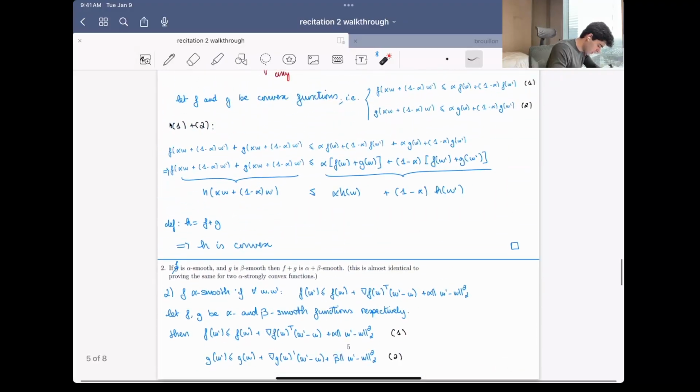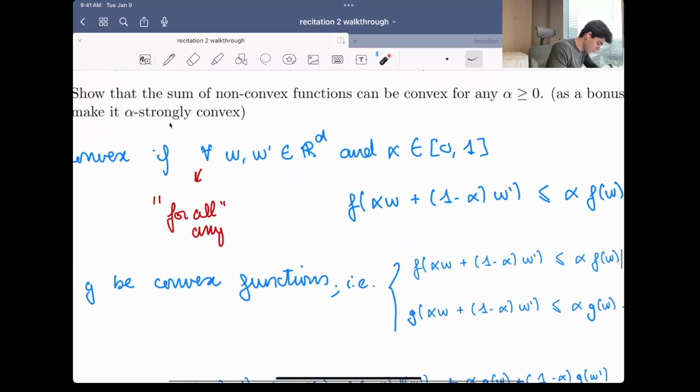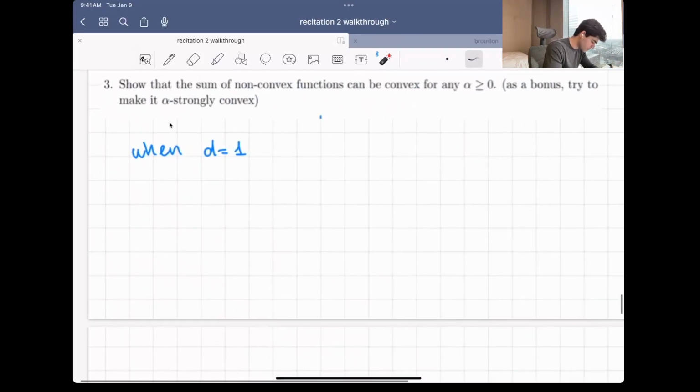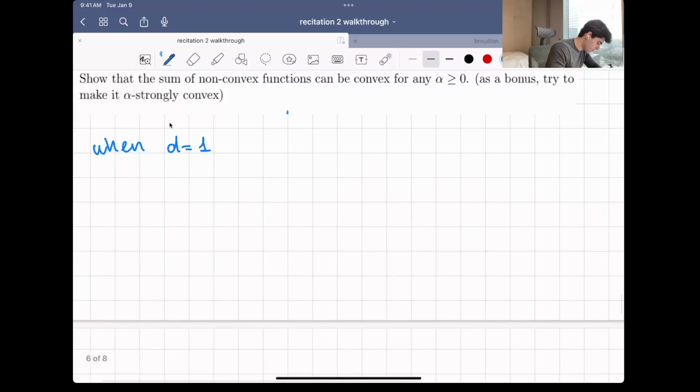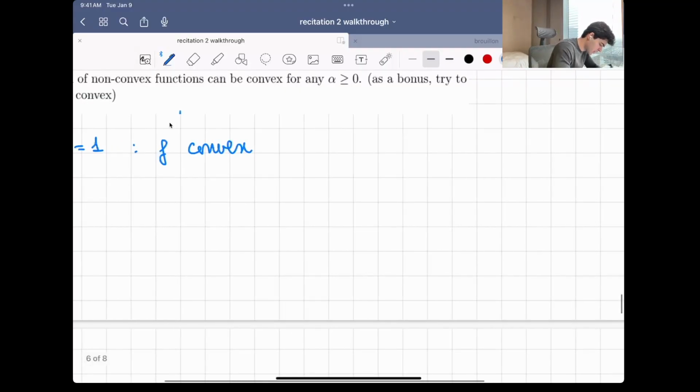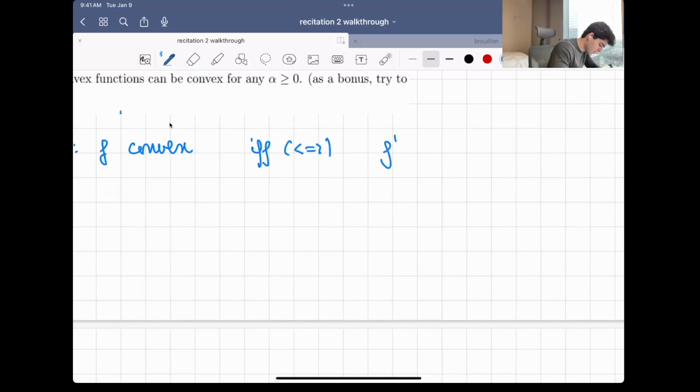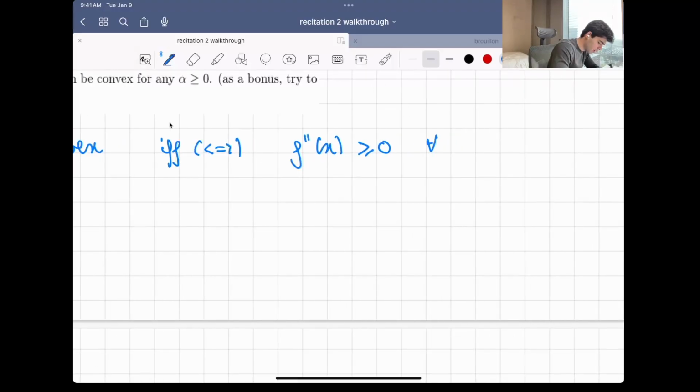So here we define W prime in R^D. So now we're working in one dimension is what we're saying. What does convexity mean in one dimension? F is convex if and only if, and this goes both ways, the second derivative of f at x is bigger than or equal to 0 for all x.